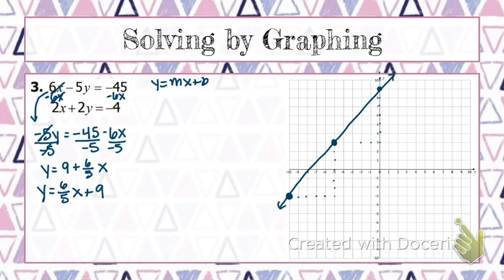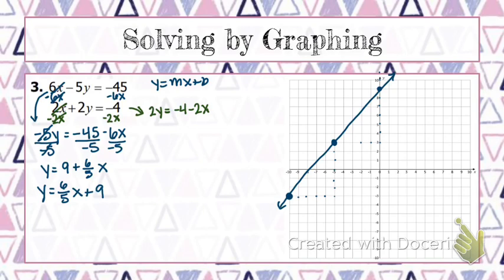And let's try the second one. We need to convert it into y equals mx plus b. So we're going to start by subtracting 2x from each side. And that's going to give us 0 plus 2y, which is 2y, equals negative 4 minus negative 2x, or minus 2x is just negative 4 minus 2x. We can't combine those because they are not like terms.